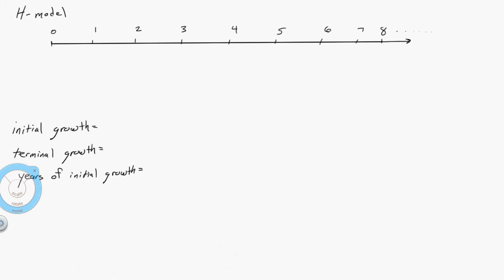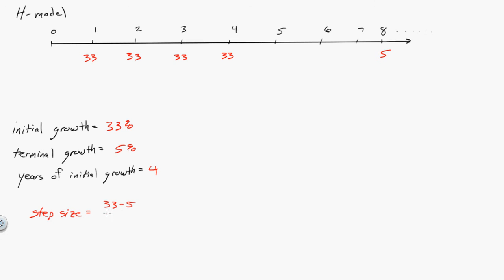So let's think about another example for this. Let's say our initial growth was 33%. Our terminal growth was 5%. We had 4 years of initial growth. That means I'm at 33, 33, 33, 33, and down by here I'm at 5. Well, it's a little harder to see that right off the bat. So what I can do is think about my step size right here. That's equal to 33 minus 5, that's 28, divided by 4. So my step size is 7.